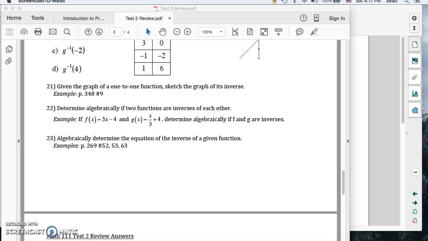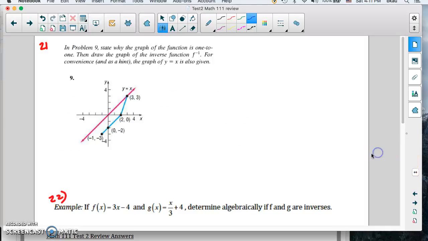Welcome back. We're still working on the problems in test 2 review. We're going to start in this video with problem 21. It says, given the graph of a one-to-one function, sketch the graph of its inverse. Well, an inverse function is reflected across the line y equals x.